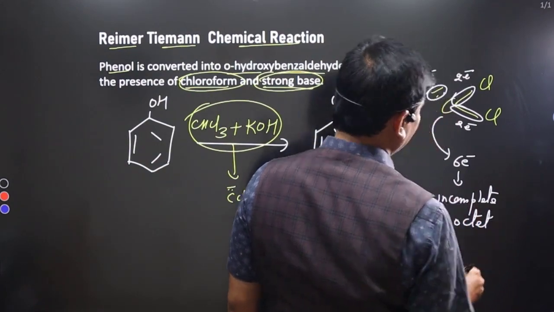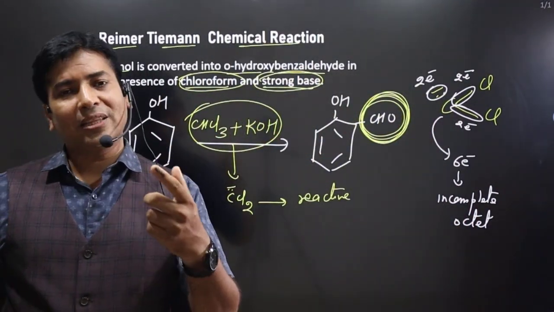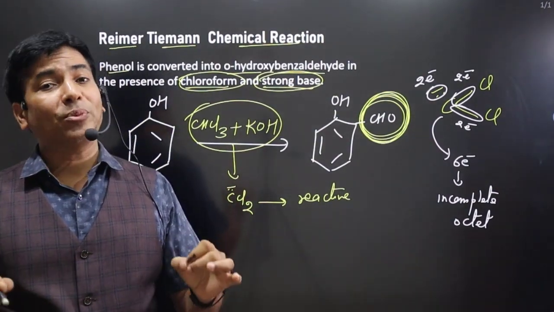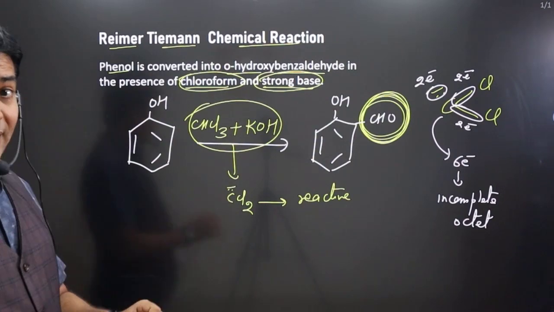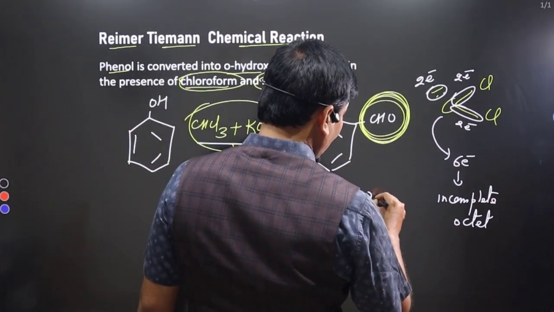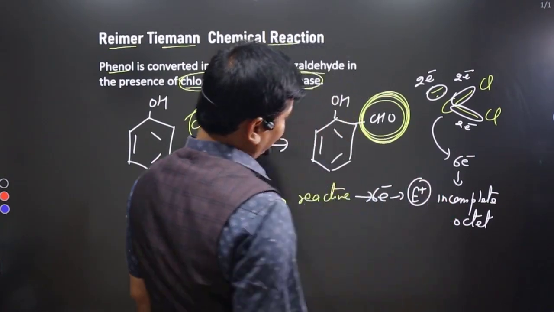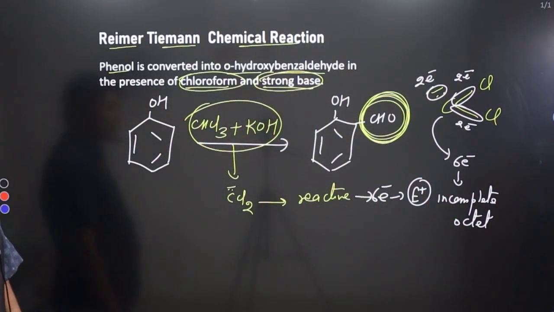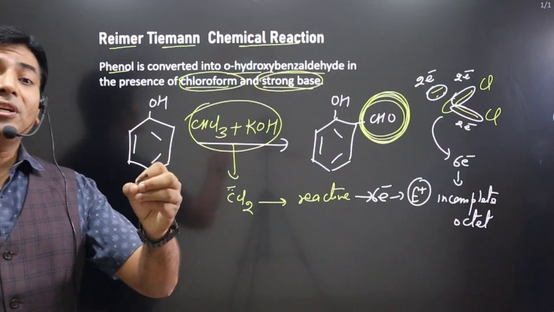This is why it is highly reactive by nature, because it wants to gain 2 more electrons to be in the stable state. It wants to complete its octet. Since it is electron deficient, we can also say it is acting as an electrophile. Being electron deficient, it will always attack the place where more electron density is there.